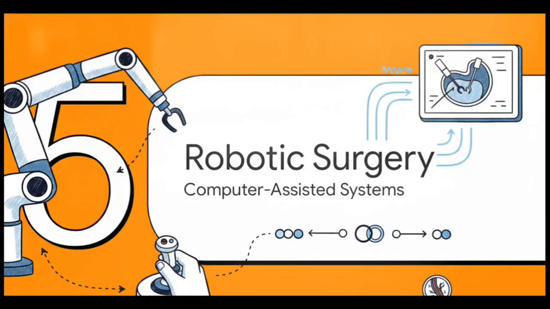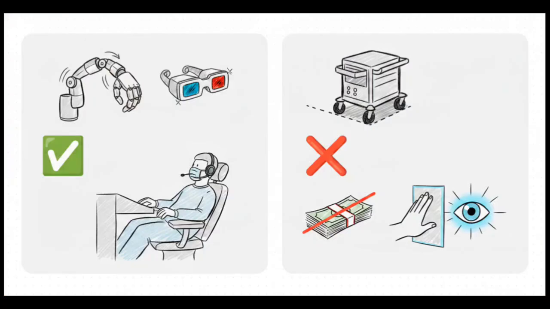Moving into Module 5, Robotics Surgery, Computer-Assisted Systems. Now, there are definitely significant trade-offs to this master-slave computer-assisted technology. The advantages? They're staggering. We're talking wristed instruments that literally exceed human flexibility, tremor scaling for microscopic precision, true 3D binocular vision, and just massively reduced ergonomic stress for the surgeon.